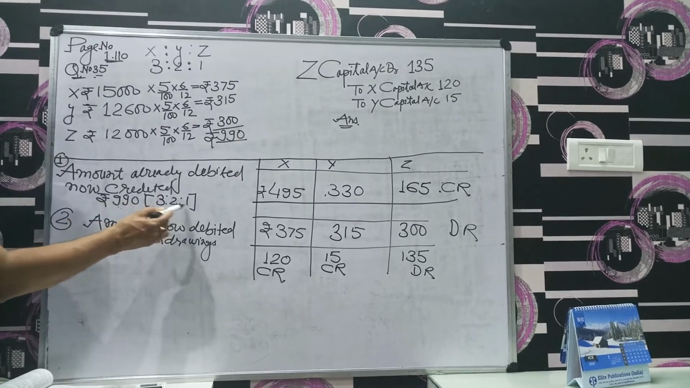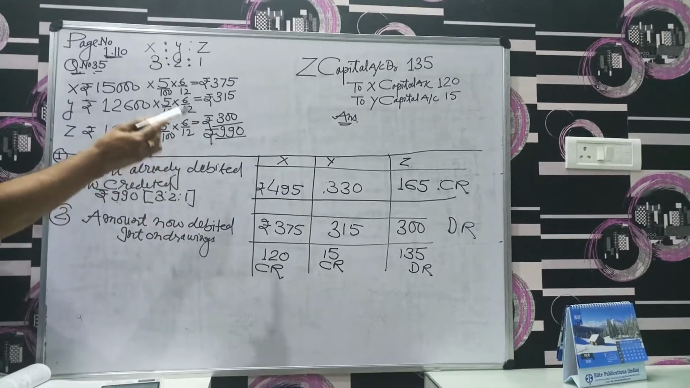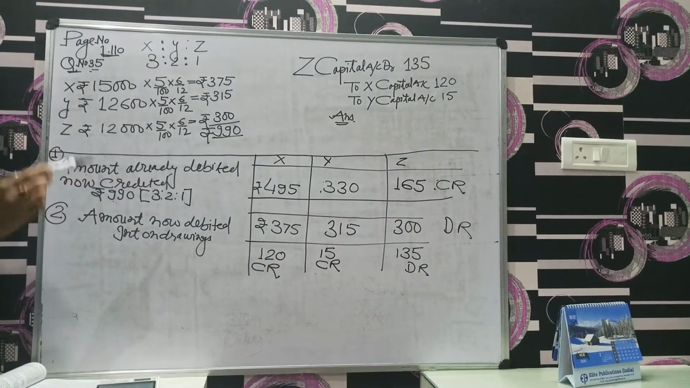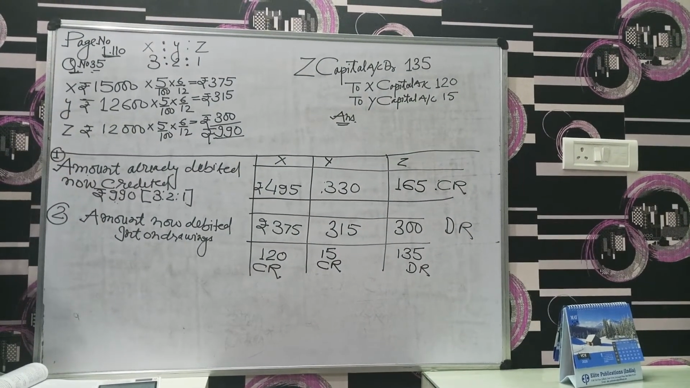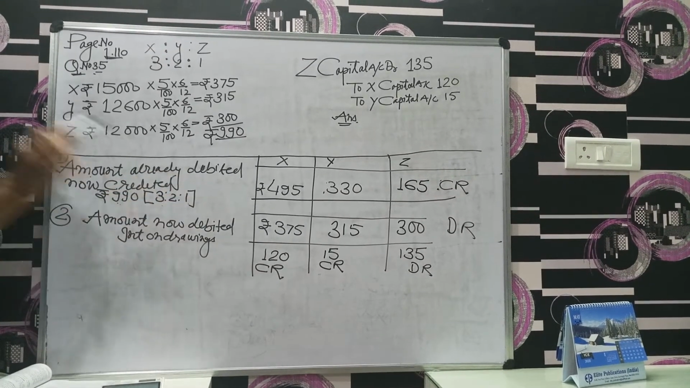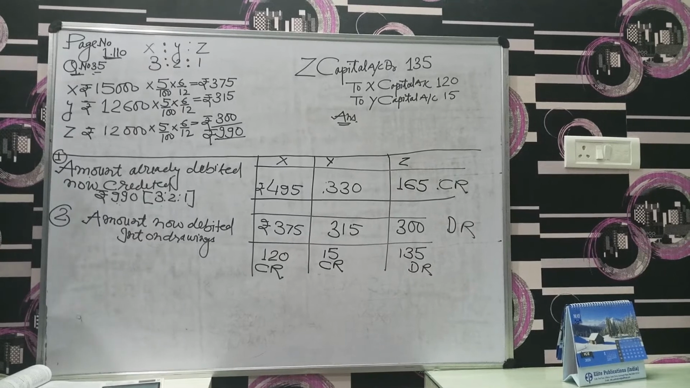990 in the ratio 3:2:1. We divide it among X, Y, Z, the 3 partners in the ratio 3:2:1: 495, 330 and 165. Now for the rectification purpose, this error we made in advance, now it would be credited. What do we want to do?